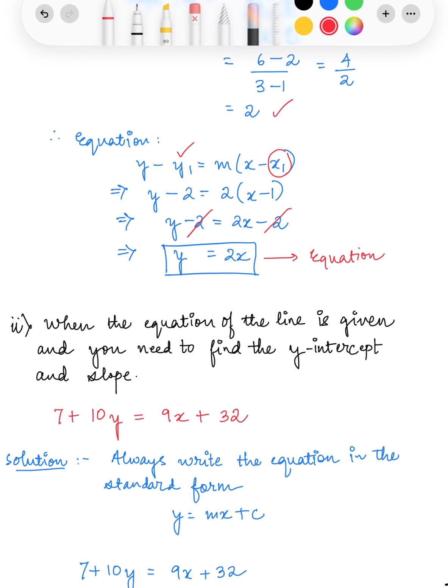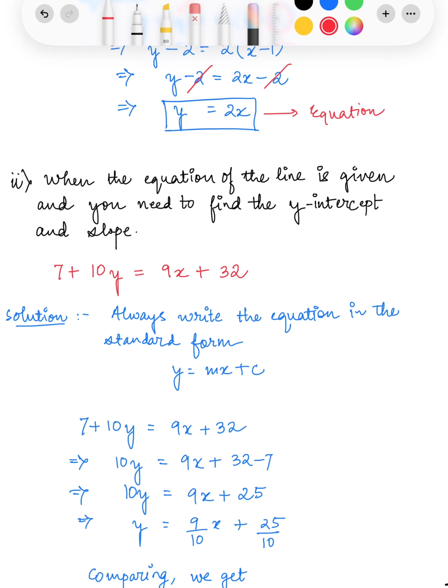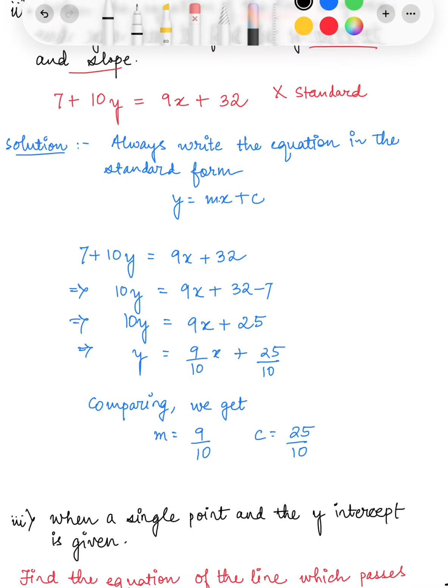Now the second question, we see that the equation of the line is given and we need to find the y-intercept and the slope. And the equation is given in a very weird form. So this is not standard, right? So the first thing that we do is keep it in the standard form so that it becomes very easy for us. So what is the standard form? y equal to mx plus c.